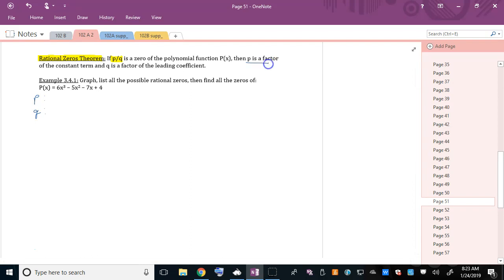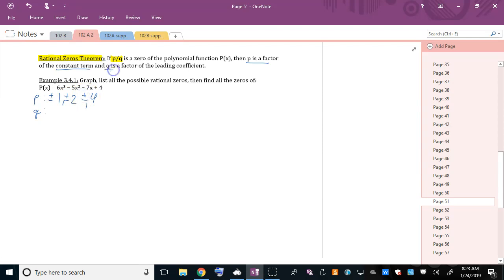So again, P is a factor of the constant term. So here my constant term is 4. What are things that multiply to 4? Well, 1 and 4, and then 2 and 2. Now regardless of the sign of the number in the actual problem, when I list my possibilities, I am going to put a plus and a minus in front of it.